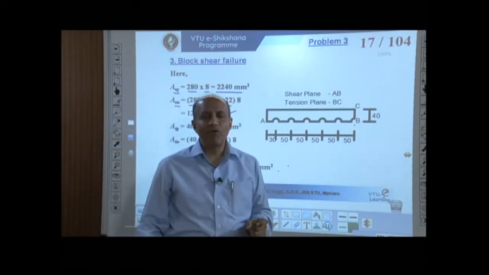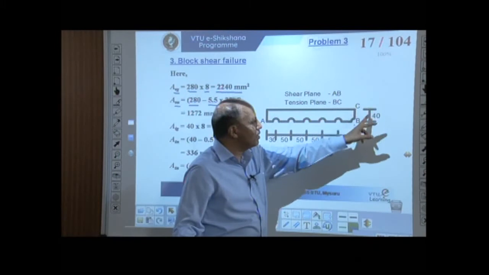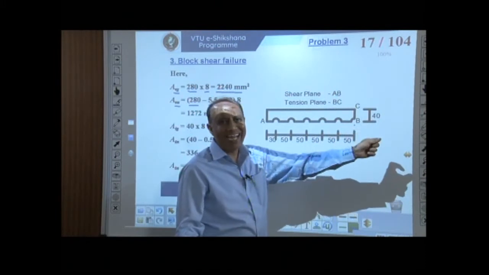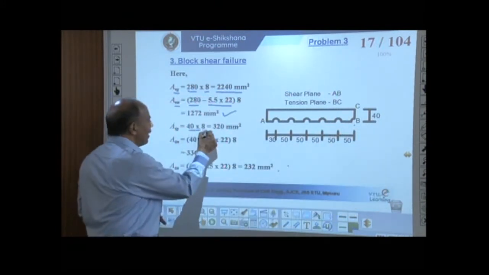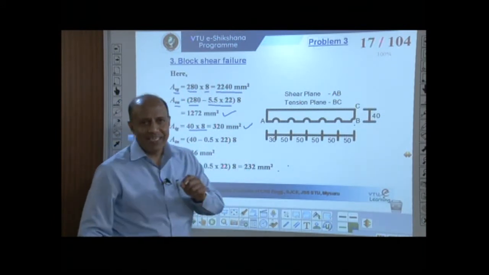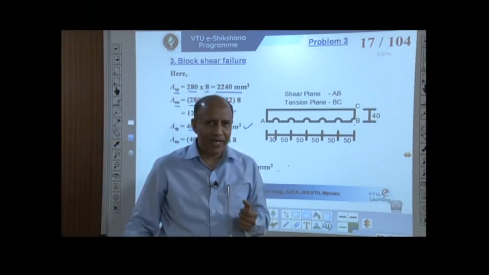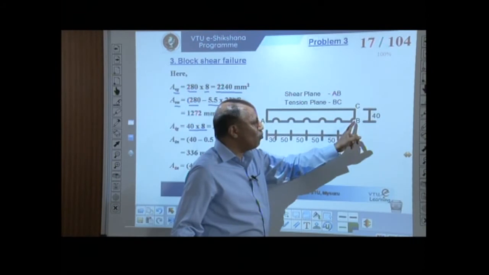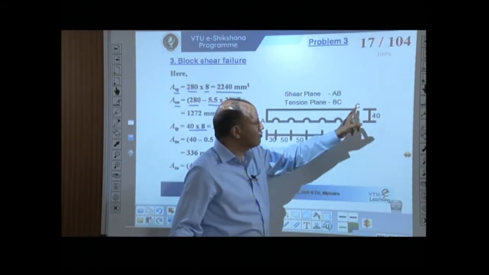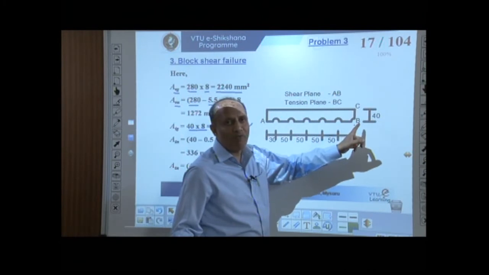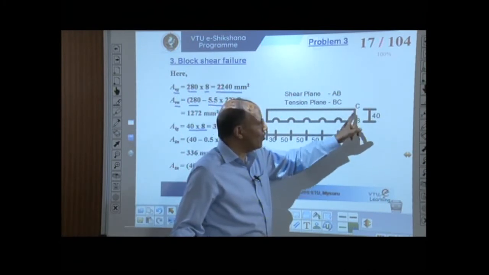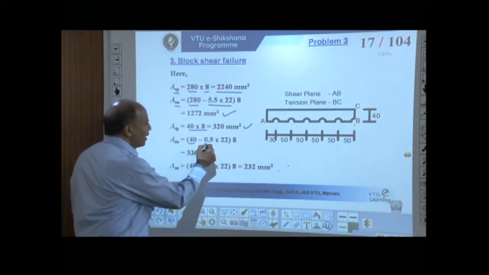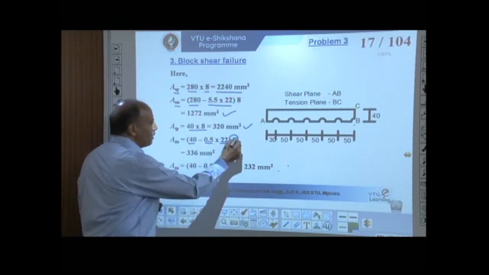We do the same exercise even for the tensile planes. Look at the tensile planes, quite simple, the length of this is 40. When you're talking about gross, you just take the entire value, 40 multiplied by 8, where 8 is the thickness, so we have the value of ATG. T stands for tension plane and G for gross. The next one is ATN, net. In this plane there is only half a bolt hole to deduct. So 40 minus half of 22, or 0.5 into 22, gives you the net length, multiplied by thickness 8, that will give you ATN.